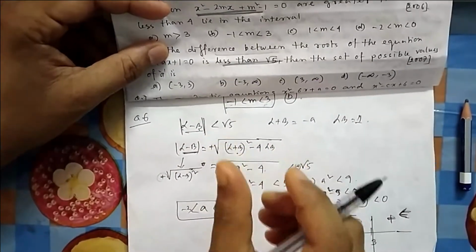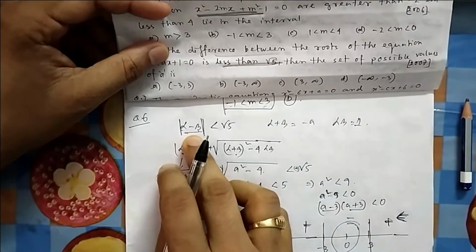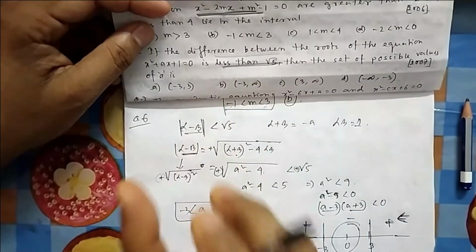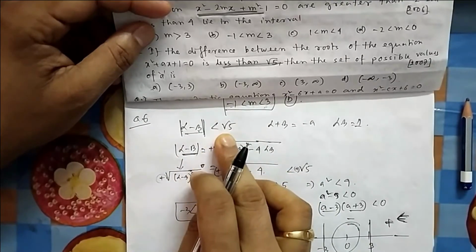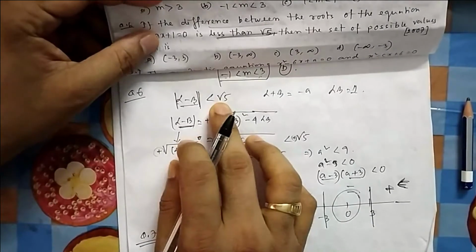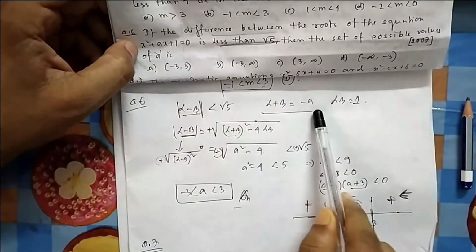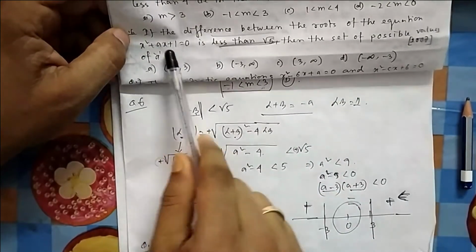That is, it will take only its positive value. It will not take the sign. Sign is not required. Only the difference should be less than root 5. That is the necessary thing in this question. No need to think about sign. So what is the sum of roots? Here you can see the sum of roots is minus b by a, that is minus a, and the product of roots alpha beta is equal to c by a.